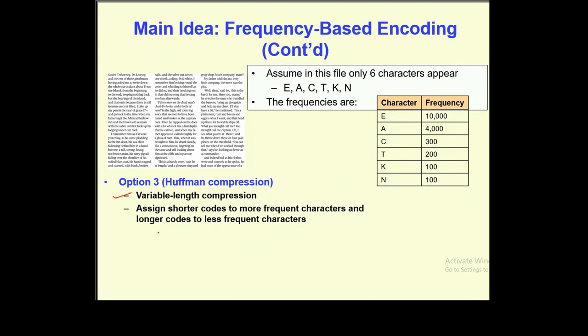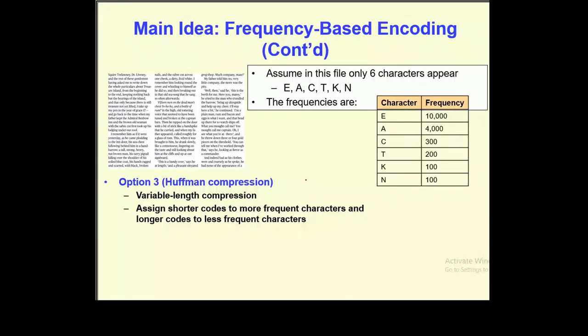Now, when we apply the greedy approach in Huffman compression, we simply assign the shorter code to more frequent characters and longer code to less frequent characters. Like the frequency of capital E is 10,000 and the frequency of N is only 100. So if we assign a shorter code to E, then the space requirement will be less, and if we assign the longer code to N, it will be beneficial. So the greedy part in this Huffman compression is that we assign the shorter code to the most frequent character and the longer code to the less frequent characters. This is the approach used in Huffman compression.